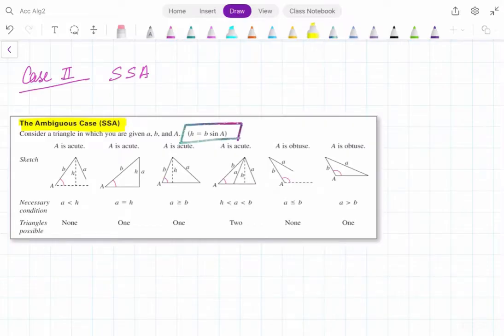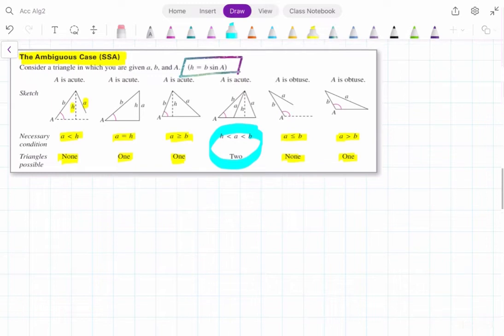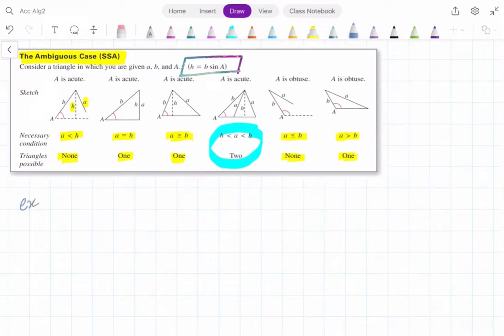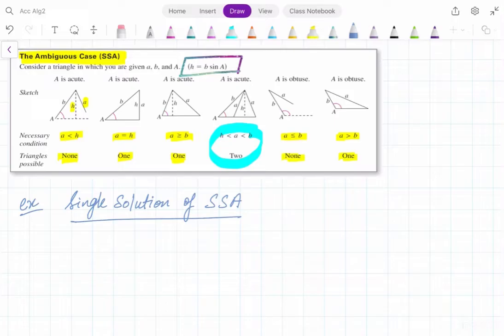Now, let's talk about the second case, side-side angle. Side-side angle case is also called the ambiguous case because there are different ways, different scenarios you will get, different types of triangles. Either you will be able to form only one triangle, or two triangles, or no triangle. It depends upon the altitude and the side length. So if the altitude is equal to the side length, then you are getting one triangle, right? If one side length is greater than or equal to B, then also one triangle.